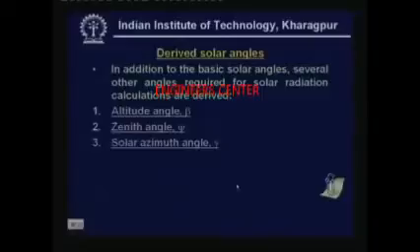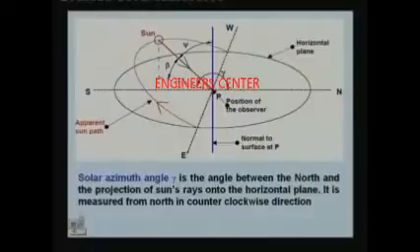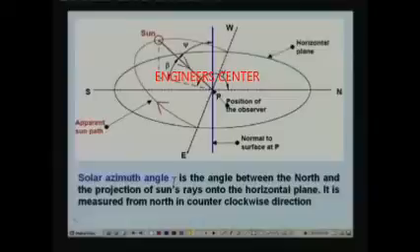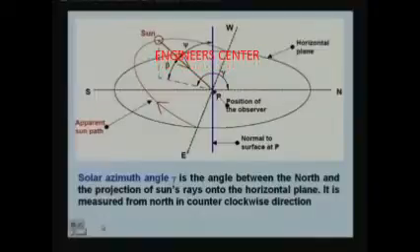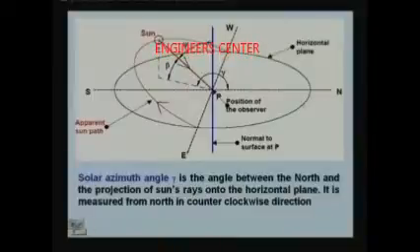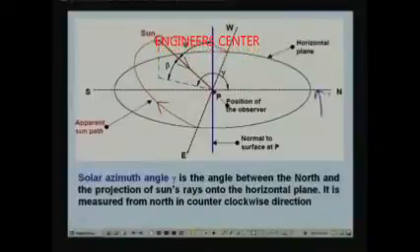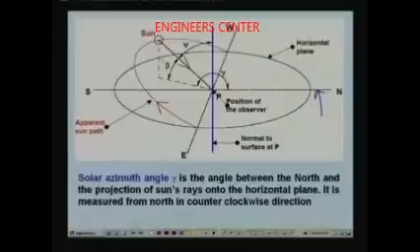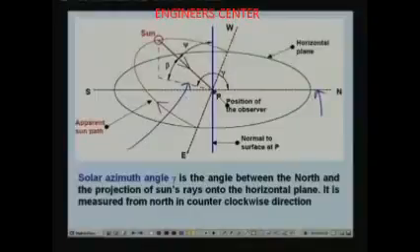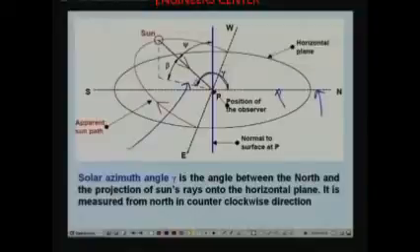Next important angle is what is known as the solar azimuth angle. Again we refer to the same figure, and the solar azimuth angle gamma is the angle between the north and the projection of the sun's rays onto the horizontal plane. As I said, this is your north direction. The projection of the sun's rays onto the horizontal plane is this line. So the azimuth angle is the angle between this line and this line. As you can see, that is nothing but this angle. This angle is given by gamma, and this is measured in the counterclockwise direction.